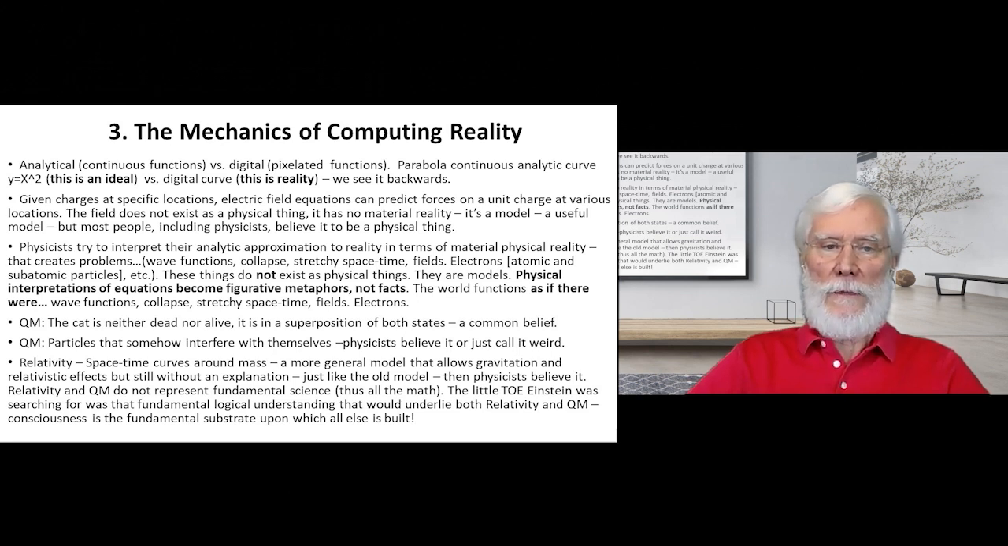So, for example, some more silliness that you get when you try to look at an equation and come up with something physical. In quantum mechanics, the cat, Schrödinger's cat, is neither dead nor alive. It's a potential cat that is in a superposition of both states. It's a superposition of dead and alive. Well, that doesn't really make any sense. That's a silly thing to say. And it's a common belief.